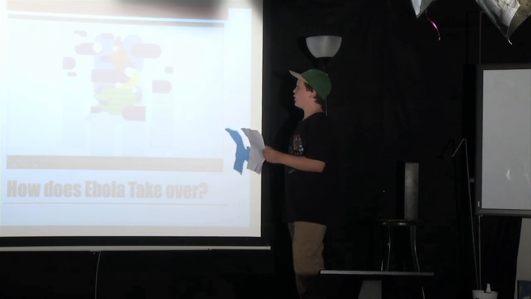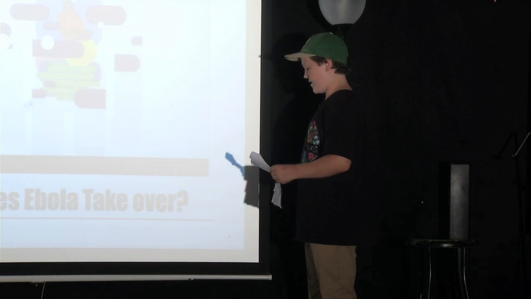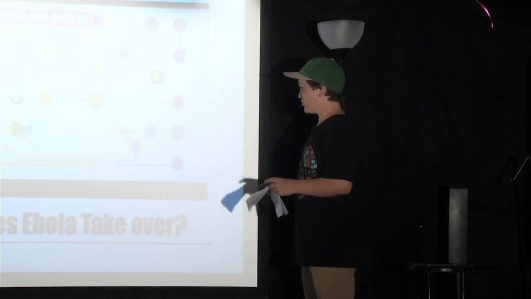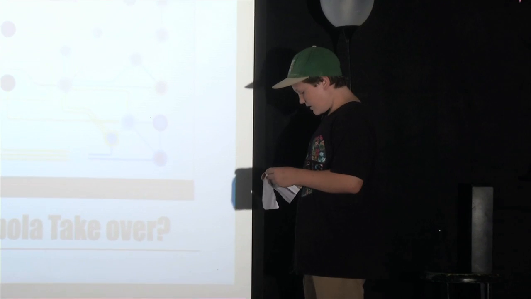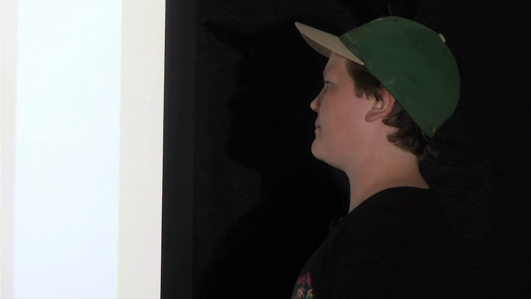So, all the things your immune system has to work for you start working against you. In one last effort to beat Ebola, your body releases a cytokine storm. A cytokine storm is everything your immune system's got in just one big kamikaze attack to try to kill the virus.